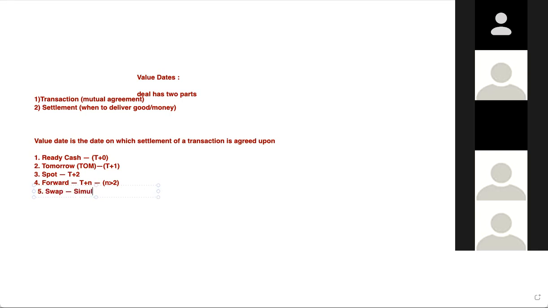Simultaneously transacting in 2 markets, which means, say, I will buy in spot market and get into a forward deal also, right? In the spot market, what do I do? I place the deal today, and in 2 days I will get the stock or the currency. And in the forward market, 30 days hence I will sell this same stock which I bought. That is called a swap transaction.